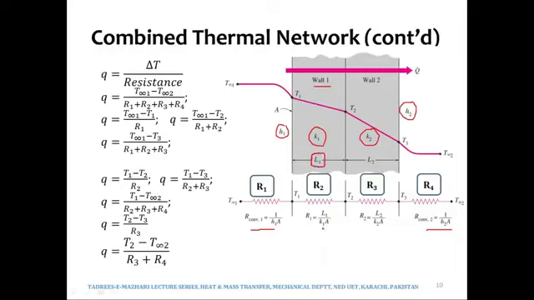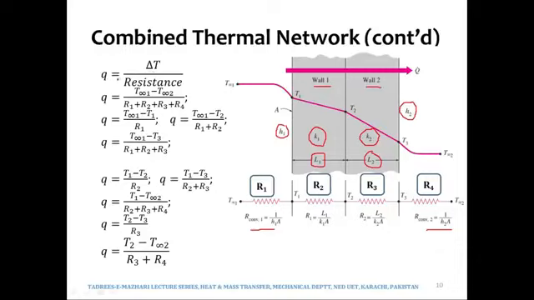and due to wall 2 material, it will also offer a conductive resistance in Cartesian coordinates, which would be again delta x over kA or L over kA, meaning L2, a different thickness, over a different material k2 times area. Again L1 and L2 may be same, they may be different, but k1 and k2 would certainly be different, otherwise it won't be a composite wall.